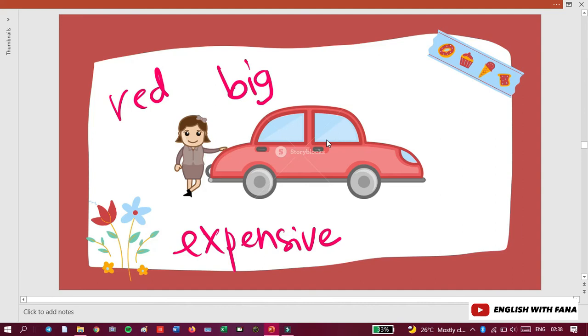It's, what else? It's fast. Okay, so these are some of the adjectives that we can use to describe a car.